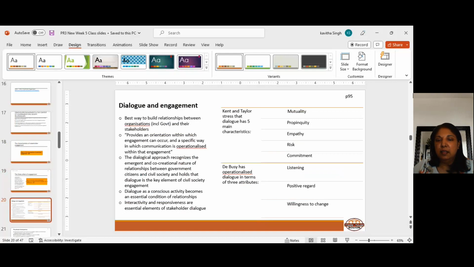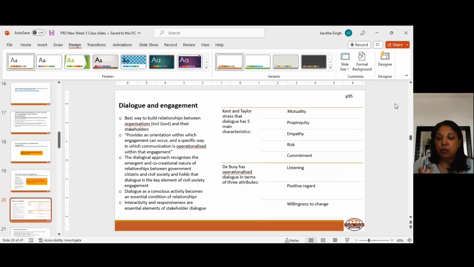Kent and Taylor use a model that stresses that dialogue has five main characteristics. What this means is that when all five of these elements are present, it means that dialogue is taking place: mutuality, propinquity, empathy, risk, and commitment. There's also another model by Debussy. He has operationalized dialogue in terms of three attributes: listening, positive regard, and willingness to change.